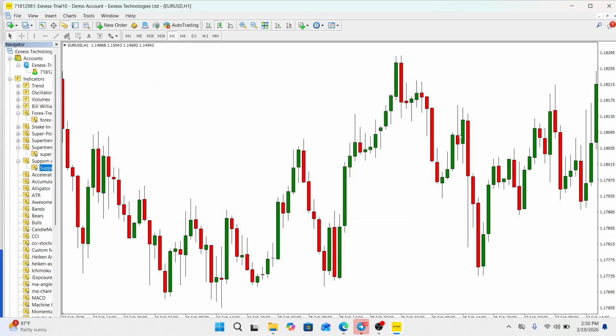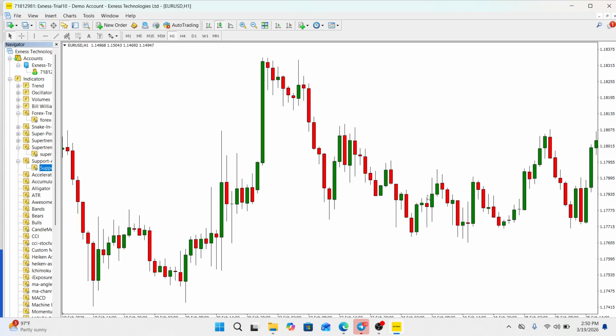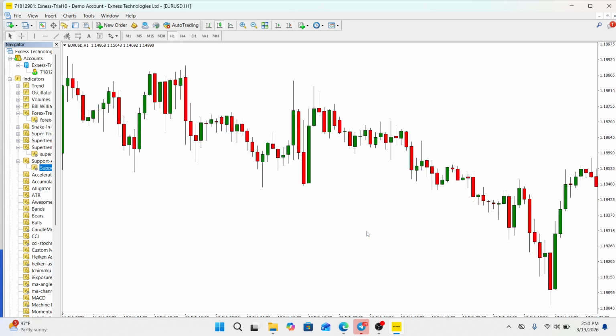So who is this indicator for and what are its limitations? The Support and Resistance Power indicator is suited to traders who build their strategies around key levels and want a more objective, automated way to identify the most influential zones.